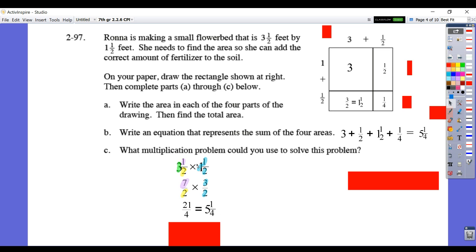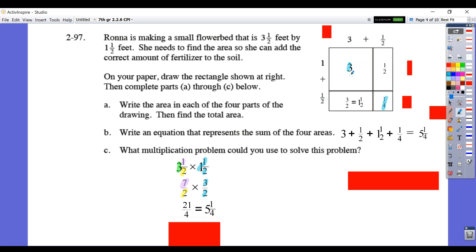Sometimes people will say, can't we just multiply the whole numbers and multiply the fractions? Well, the idea of seeing the generic rectangle or the area model here shows you why that won't give you the right answer. If we did that, we would get 3 times 1 is 3. 1/2 times 1/2 is 1/4. So we would only get this portion of the answer. And of course, that's not the correct answer.